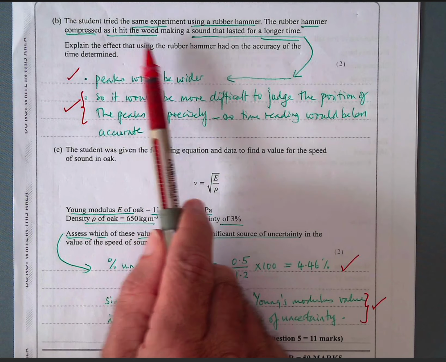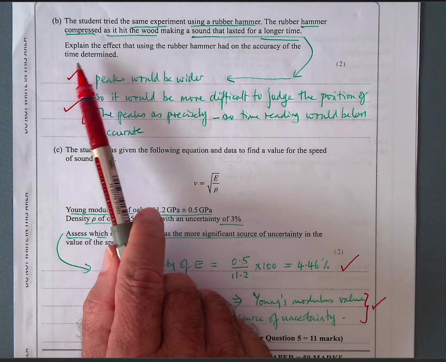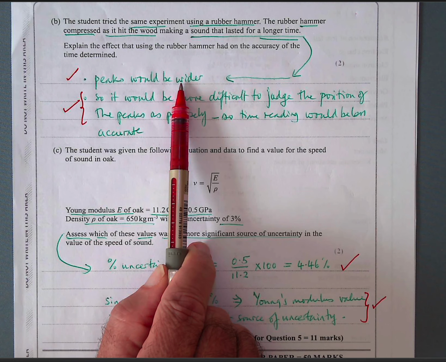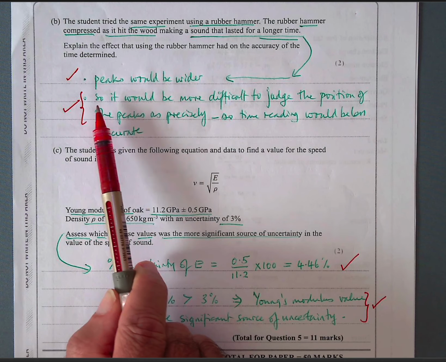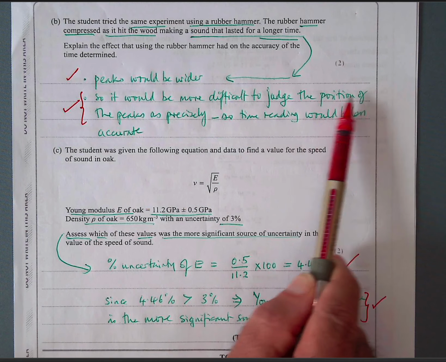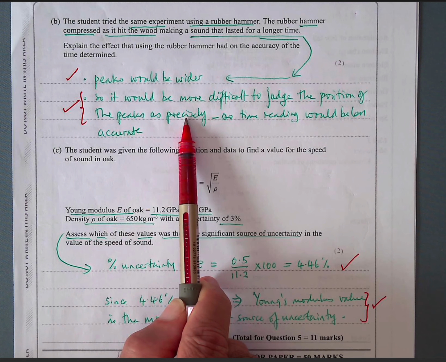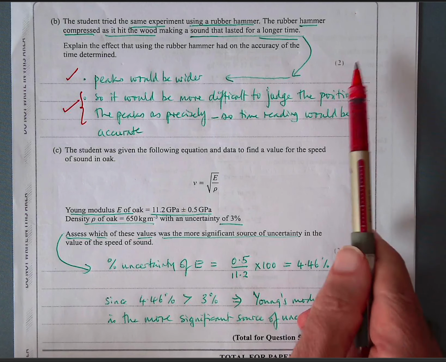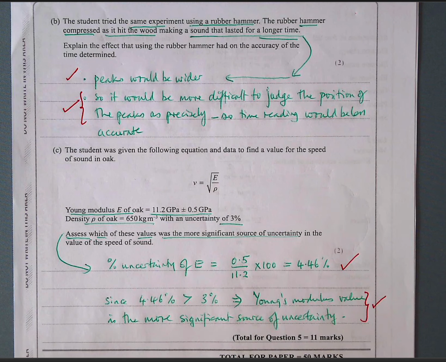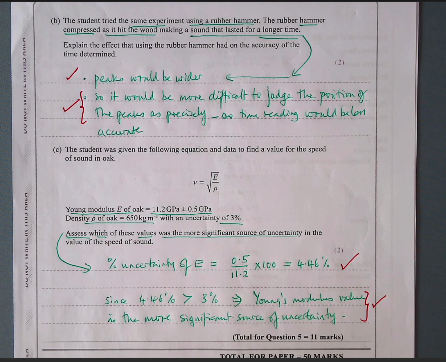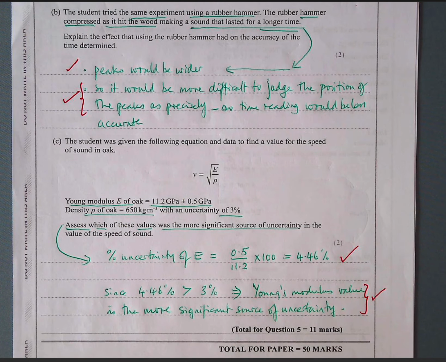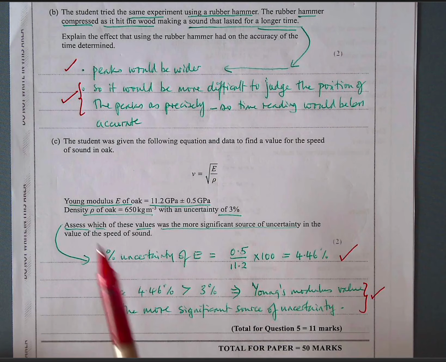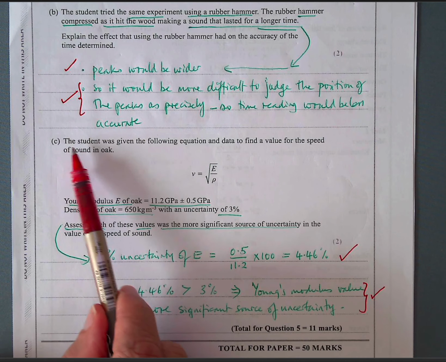Explain the effect that using the rubber hammer had on the accuracy of the time determined. Well, the peaks would be wider, or less sharp, you could say. So it would be more difficult to judge the position of the peaks as precisely. So the time reading would be less accurate. So that's how I would get the 2 marks, by explaining the difficulty of using a less sharp sound. Okay? So again, it's a practical skills experiment. They then give you part C.